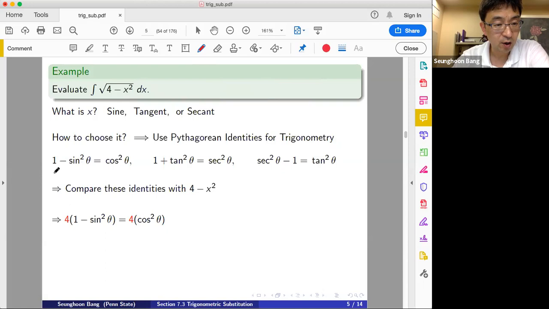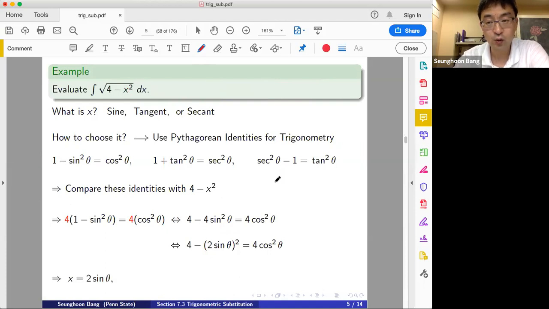So we just change the 4. Multiply both sides by 4, like this. 4 minus 4 sine square theta equals 4 cosine square of theta. So 4 sine square of theta is the same as 2 sine theta square. So what is x? This x is exactly 2 sine theta. That is the idea: x is 2 sine theta. What is dx? The derivative of 2 sine theta is 2 cosine theta d theta.